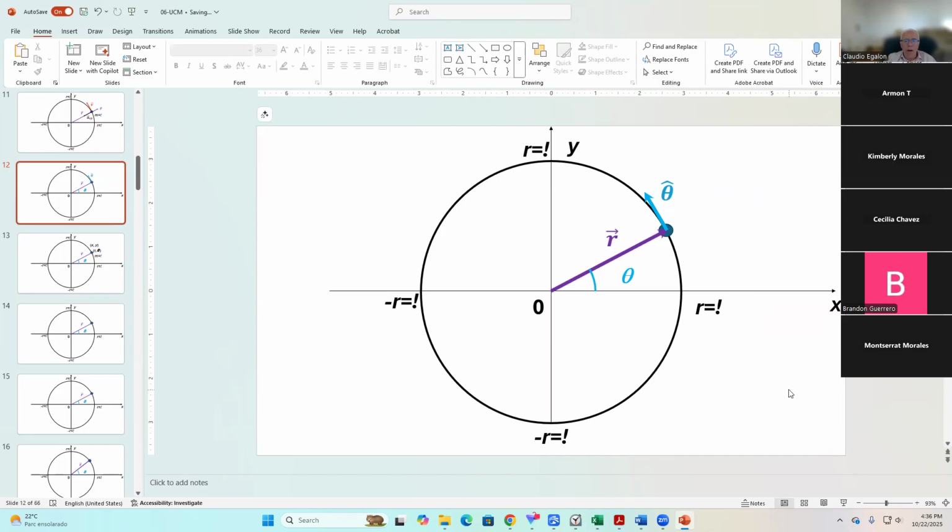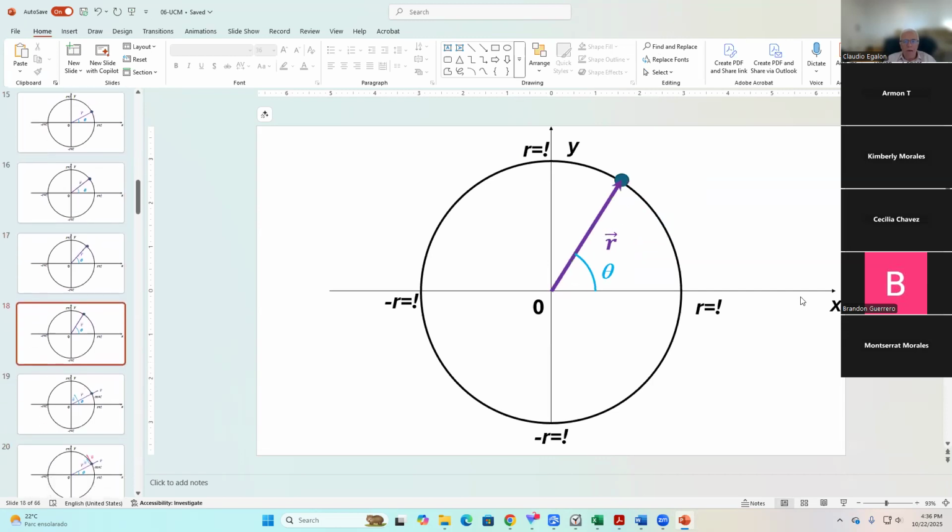So this vector is parallel to the velocity vector. That's what I meant. Unit vector theta is parallel to the velocity vector. Okay. And now if I want to animate this, here's my mass moving along a circle.